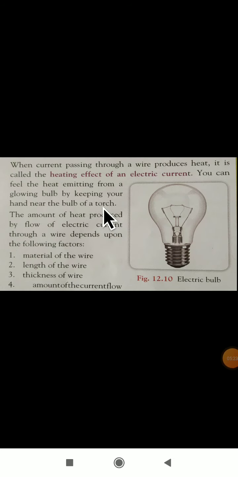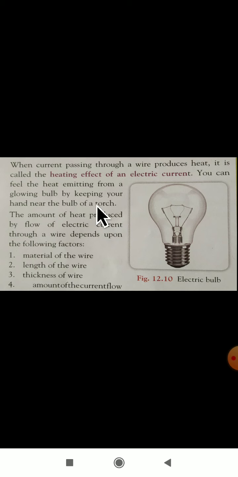When you touch the bulb here, which is a glowing bulb, you feel the heat. That is what they have mentioned here. You can feel the heat emitting from a glowing bulb by keeping your hand near the bulb of a torch. You can feel the heat here.